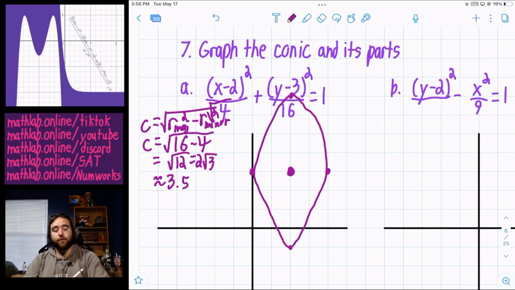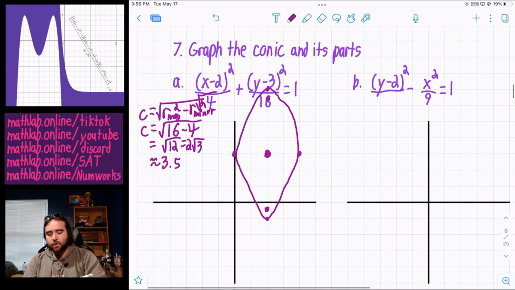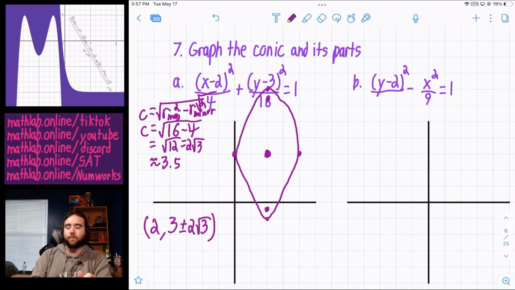So to graph them, we go from the center, up 3.5 and down 3.5. We know it's up and down because it's always along the longest radius. And it has to be along the longest radius because it's got to fit inside of the ellipse. And then the last thing is to write the coordinates. So the x coordinate is 2. And then what's the y coordinate? We went 3, and then we added and subtracted root 12, or 2 root 3. Those are the coordinates of our foci.